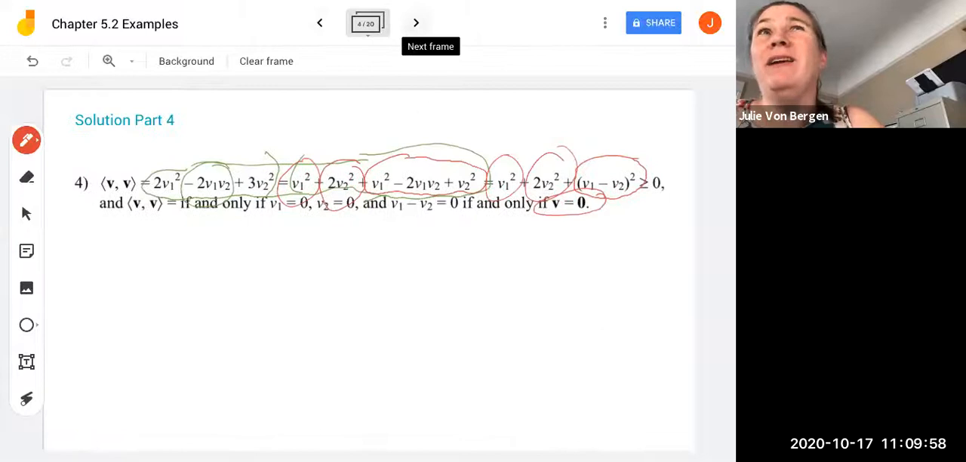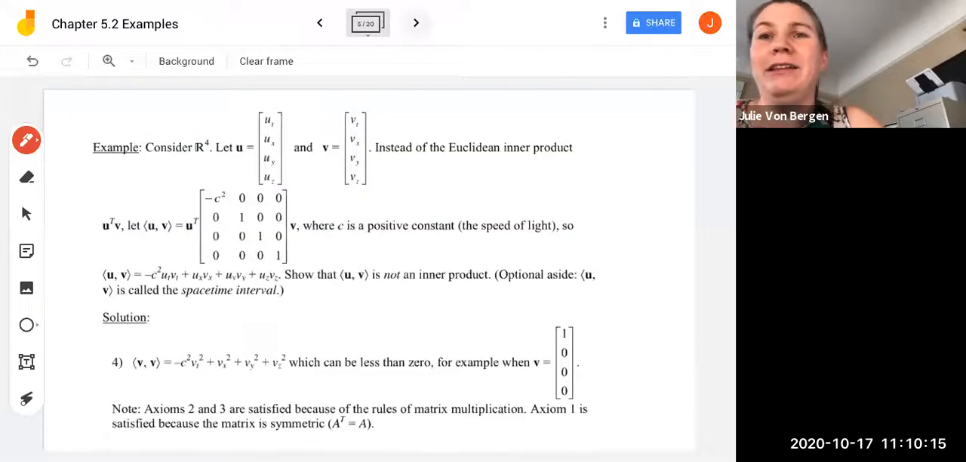So inner products don't have to be just our usual dot product definition. Other definitions, even in Euclidean space R2 or Rn, meet the properties of inner products, besides just the dot product. Okay, let's look at this example also. Now we're in R4.